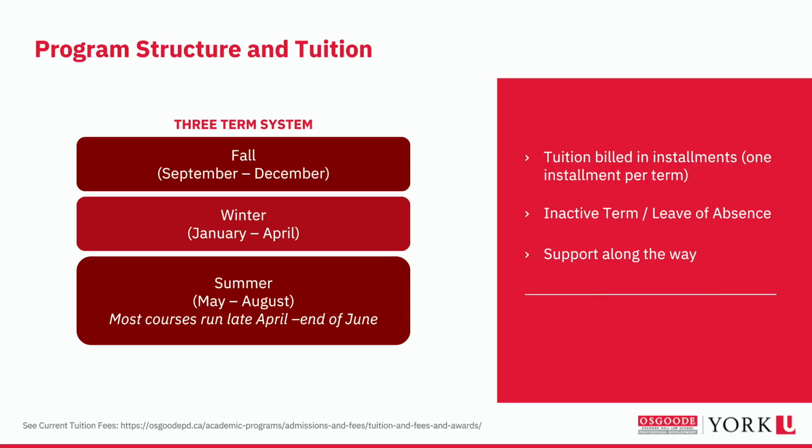This is a 2-year part-time program, and we operate on a 3-term system. The fall term runs from September to December. The winter term runs from January to April. The summer term runs from May to August. In the summer term, most courses end in June rather than running through to August. Because the summer term is a bit condensed, you'll sometimes see summer courses that begin in April.